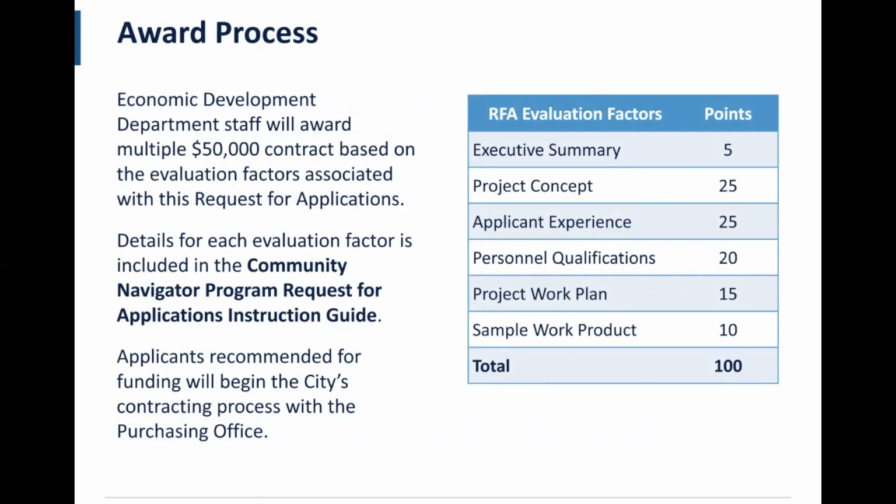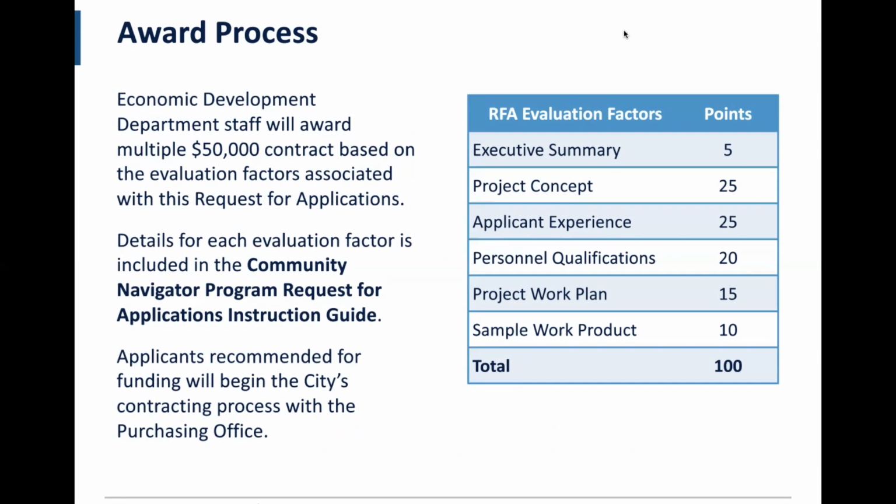Economic Development Department staff will award multiple $50,000 contracts based on the evaluation factors associated with this request for applications. You can see the evaluation factors on the table to the right. There are 100 total points available.